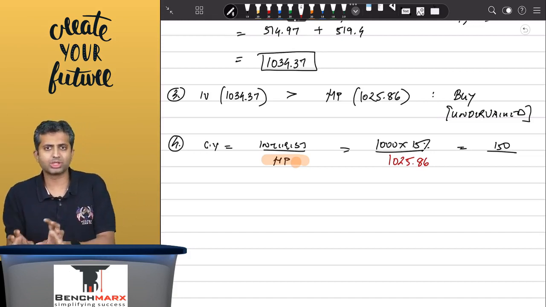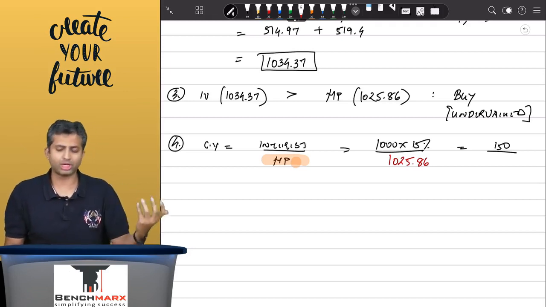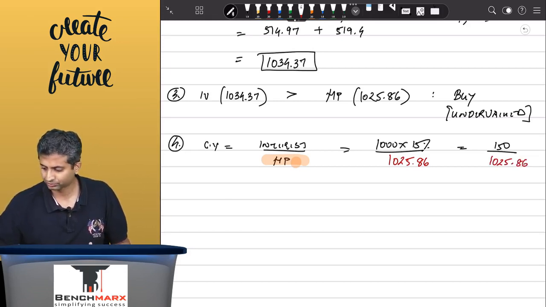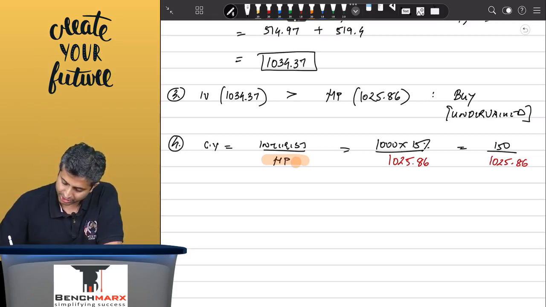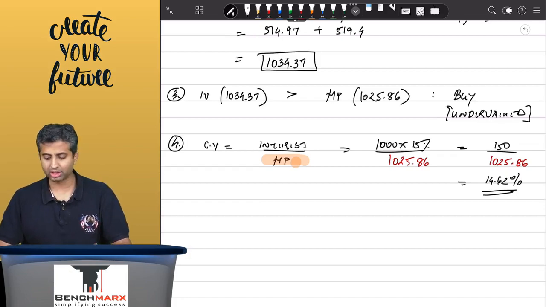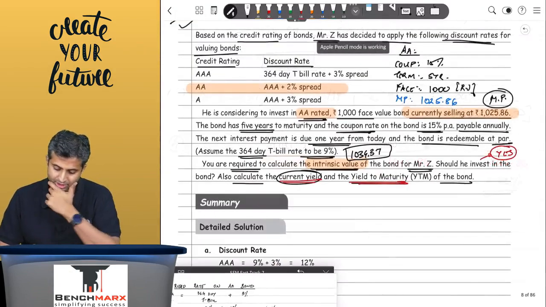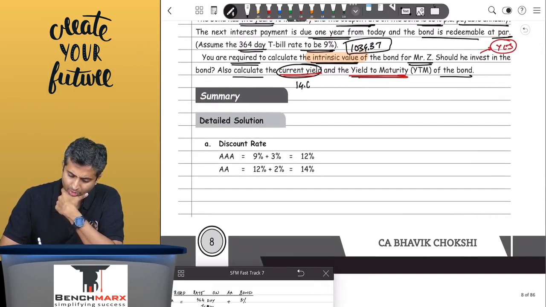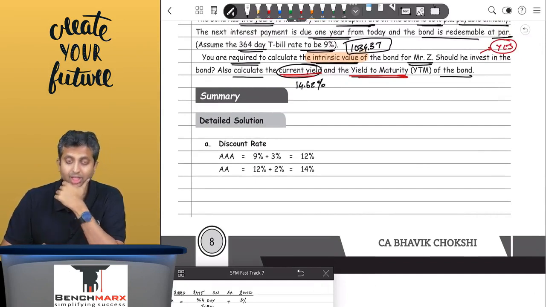So if your investment is 1025, what are you getting in return? You are getting 150, and hence 150 upon 1025.86 into 100. So this is probably 14.62%. This is what you call the current yield. So as we see over here, your current yield is 14.62%. Is the question ended? Not yet.